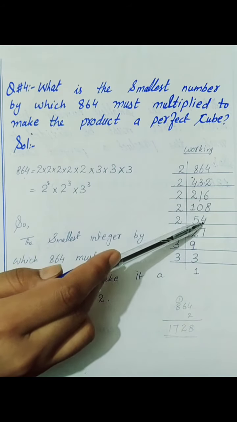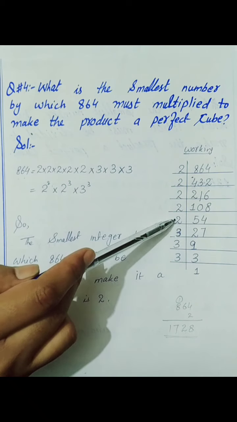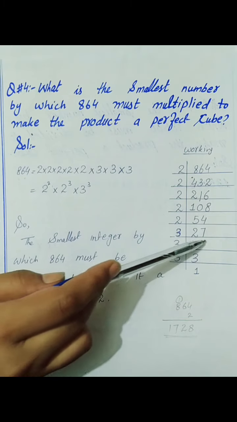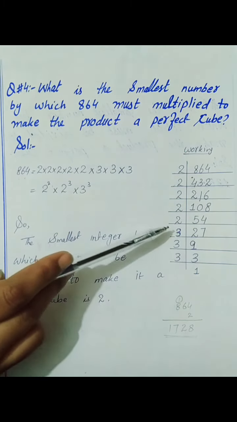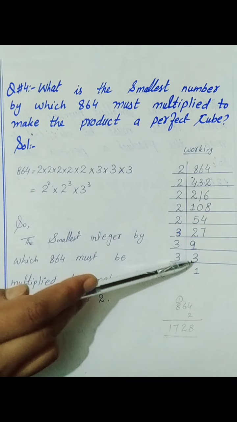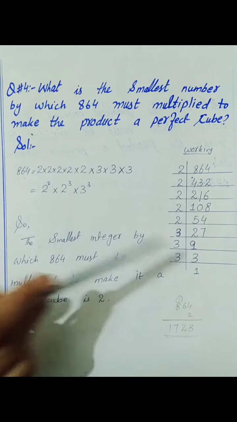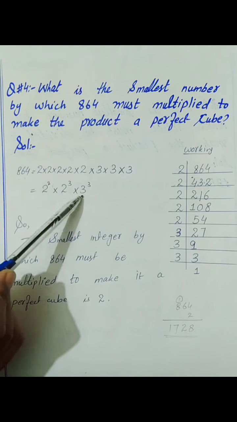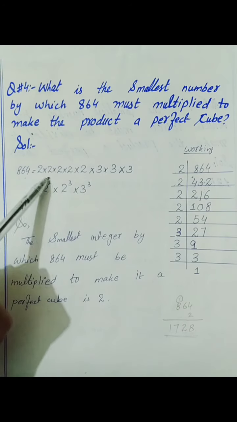So 2 8s are 16, 2 5s are 10, 2 4s are 8. Again it is divisible by 2. 2 2s are 4, 1 carry, 2 7s are 14. Now we have 27, which is divisible by 3. 3 9s are 27, 3 3s are 9 and then 3 1s are 3. Now we see that we have a triplet of 2 and 3, but 2 is in square.